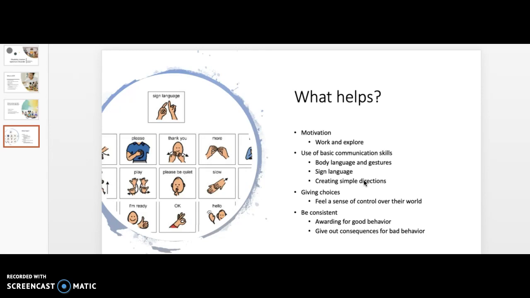Giving choices will give them a sense of control over their work, which they would like. Finally, being consistent is key to overcome their struggles. Awarding them for appropriate behaviors and giving out consequences for inappropriate behaviors.